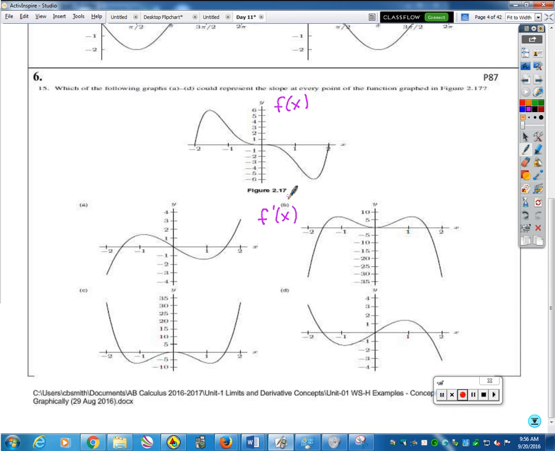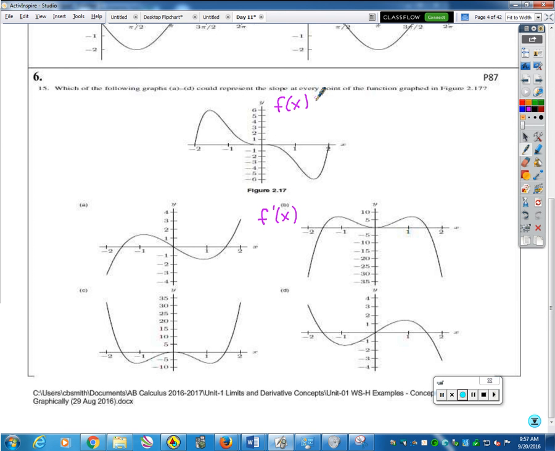Is that what 5 was on the blue? Yes, 5 on the blue, that was the problem. I just kind of read it quickly when I assigned it, and I messed up. I noticed that, yeah, it was backwards. So they're giving you F prime, and you're supposed to identify F.